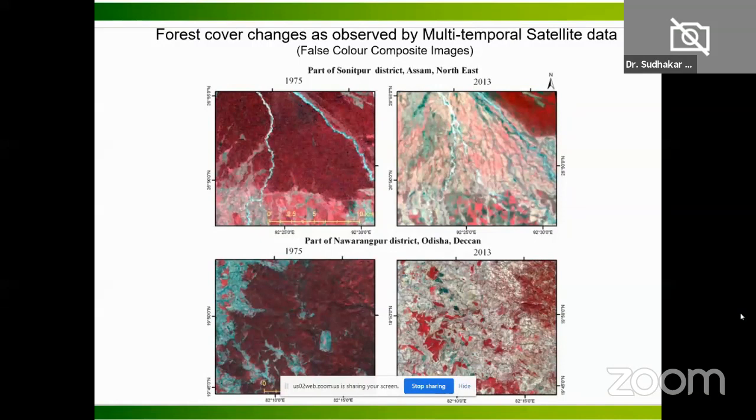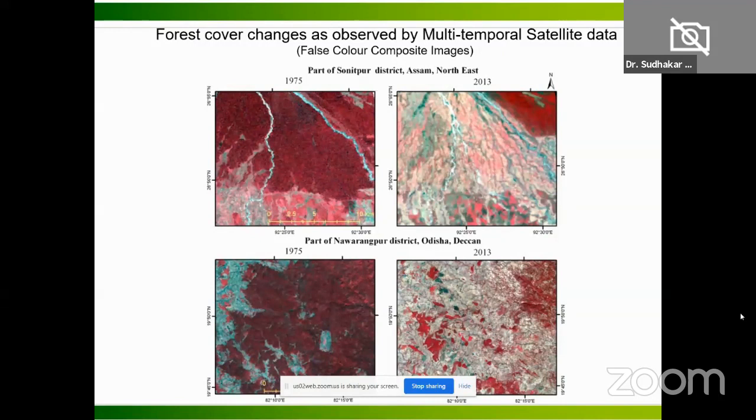Similarly, if you see the bottom one, the 1975 and 2013 images for the Nawarangpur district in Orissa. In 1975, more than 90% of the area is covered by forest, and by 2013, the majority of the forest is converted to agriculture or barren land.